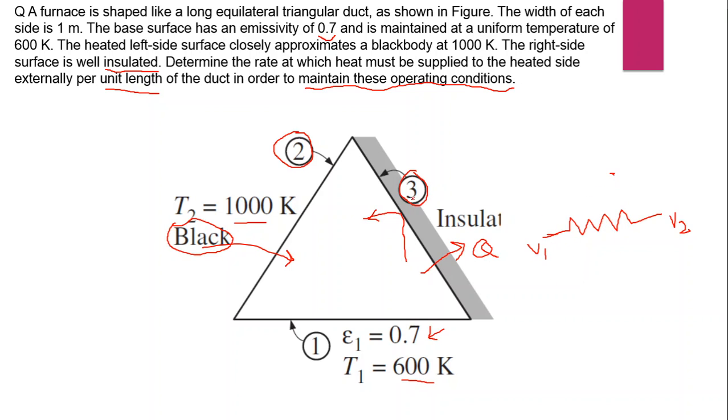In the same manner for the insulated surface, suppose it is the insulated surface here, 3, here you have some resistance and here you have J3, right? So what happens in an insulated surface? J3 will be equal to capital EB3, right?